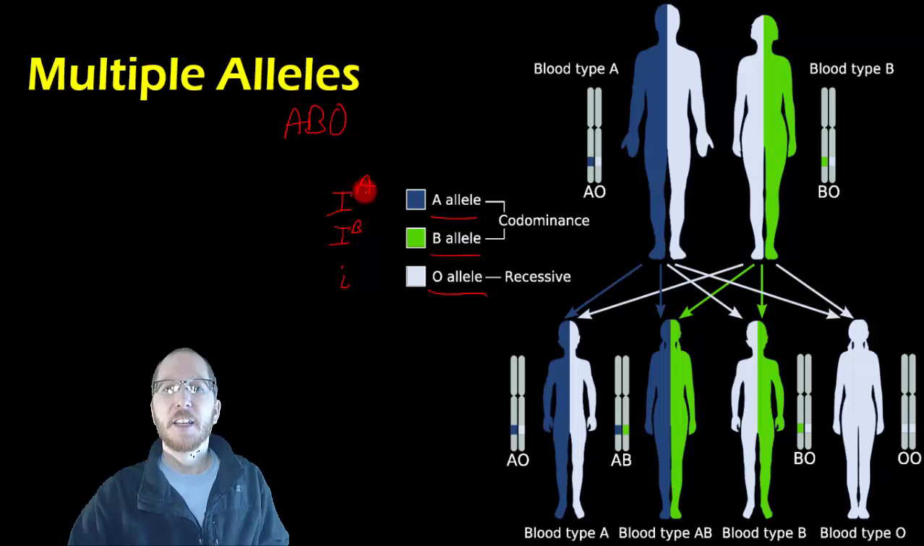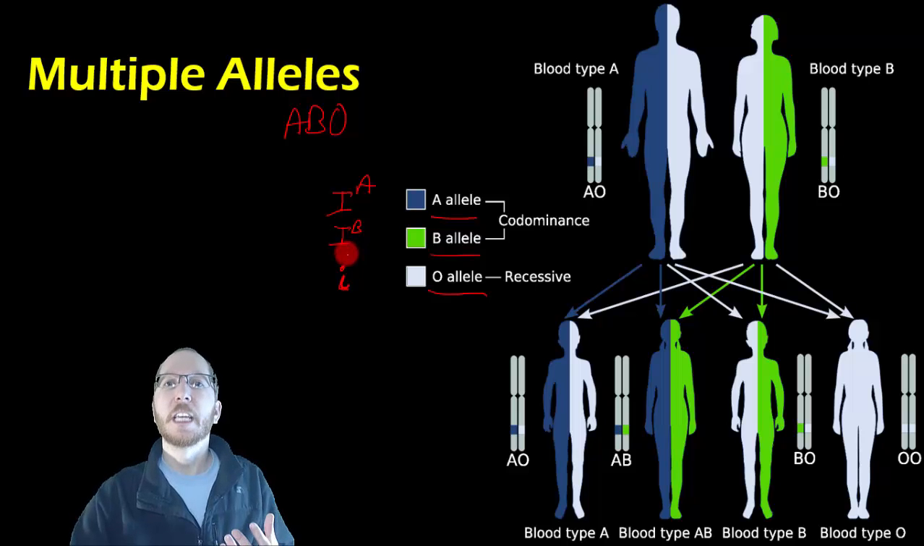And so you can have this A immunoglobulin stuck to your blood cells, your red blood cells. You can have this B one stuck to them, or you can have neither of them. So i is basically not producing any of these immunoglobulins. It's the lack of it. And it's a recessive trait not to have them. So we usually use the lowercase i to indicate this is recessive to both of these other ones.